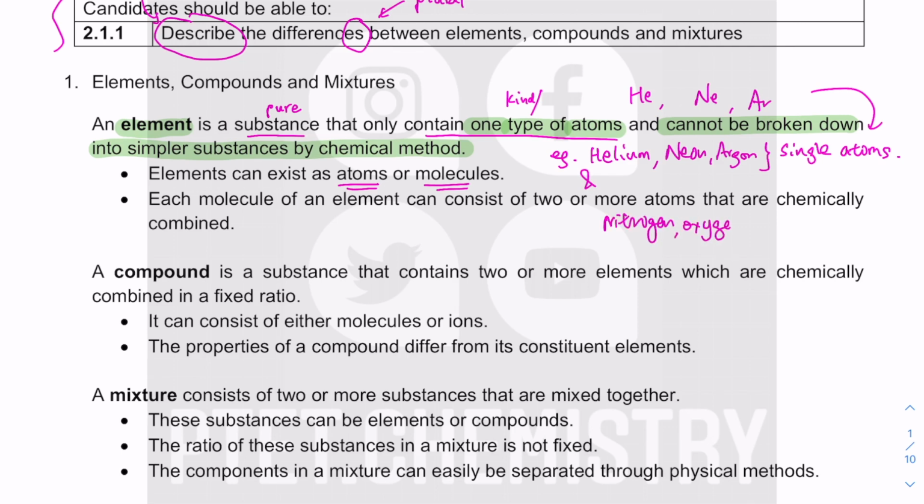oxygen, hydrogen, fluorine, chlorine, etc., and these are N2, O2, H2, F2, Cl2, Br2, I2.